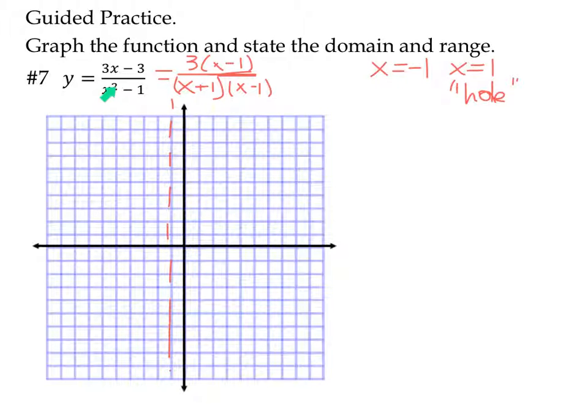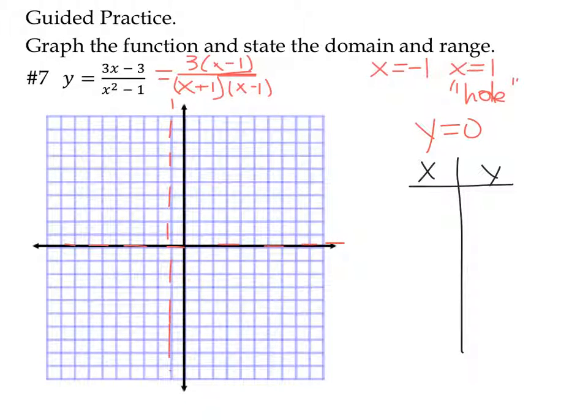We're going to have a horizontal asymptote at y equals 0. That's right here on the x-axis, y equals 0. So now again, I want to make a table of values so that I've got some points that I can plug in. So I'm going to put some x's, some y's. I've got to go on either side of my asymptote there.